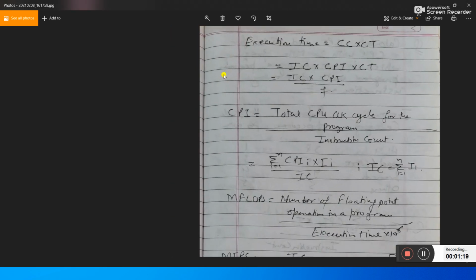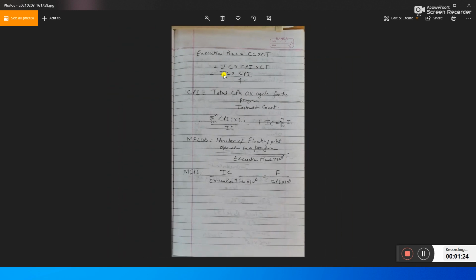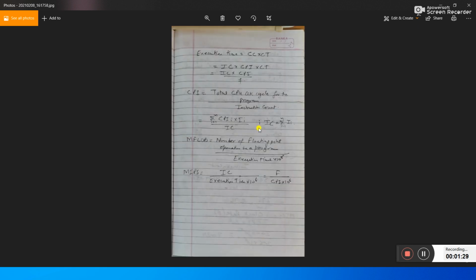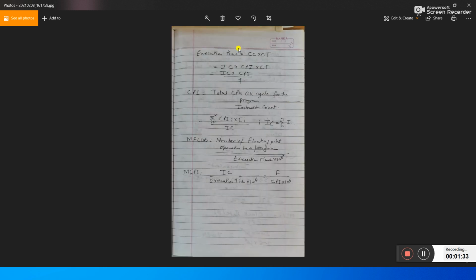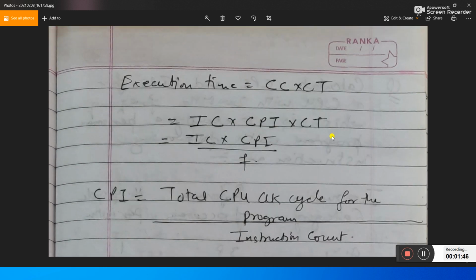So what is execution time? Execution time is CC into CT, where CC is the cycle count and CT is the cycle time. Cycle count is basically instruction count multiplied by CPI, a parameter which I will discuss today. CT, the cycle time, can be written as 1 by f, the frequency. So IC multiplied by CPI multiplied by CT gives me the execution time.